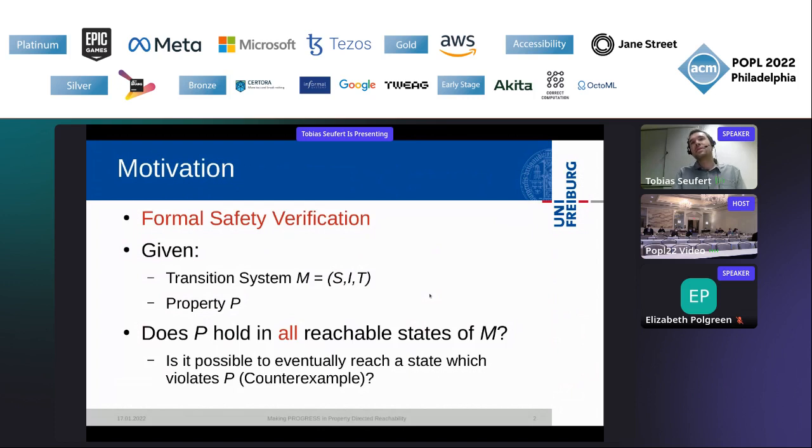So just a quick definition of formal safety verification. We are given some transition system M and a property P, and we would like to prove whether P holds in all reachable states of this transition system. We can also reformulate this as a reachability problem, which asks whether it's possible to eventually reach a state which violates this property P. We call such an error path a counterexample here.